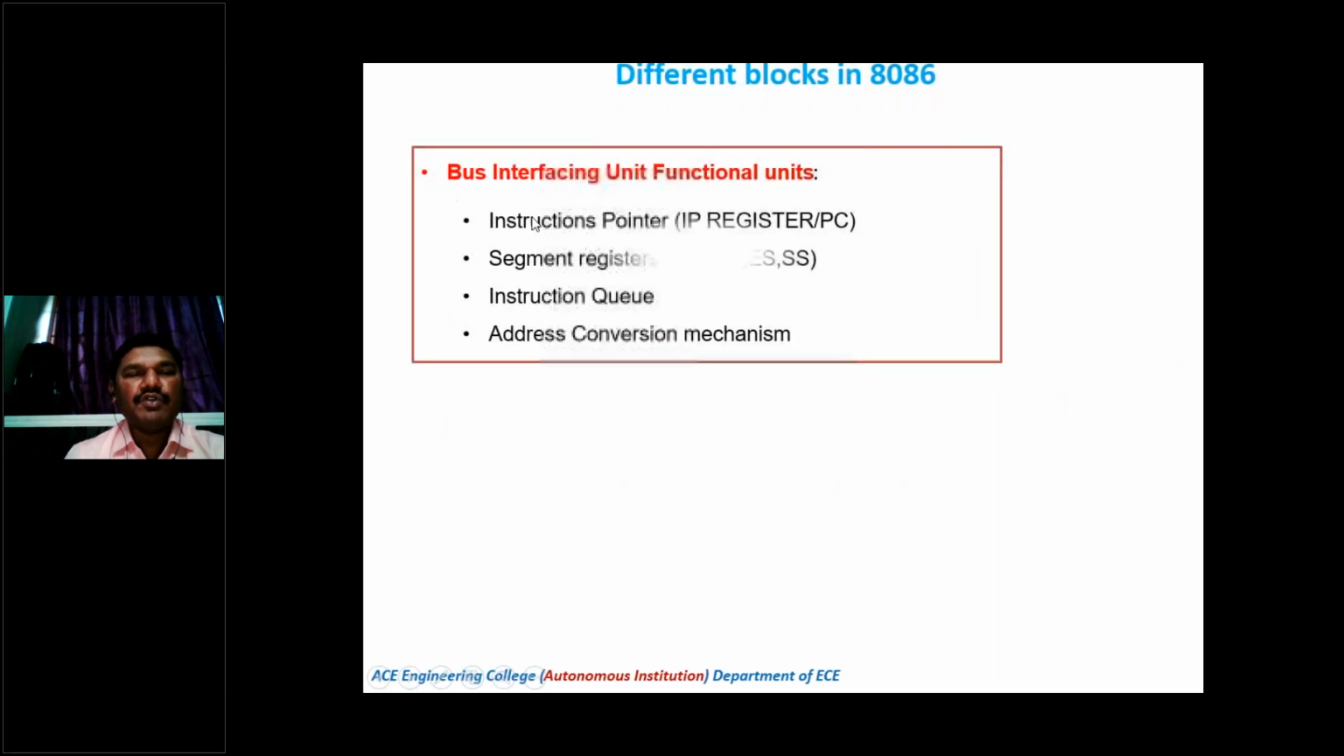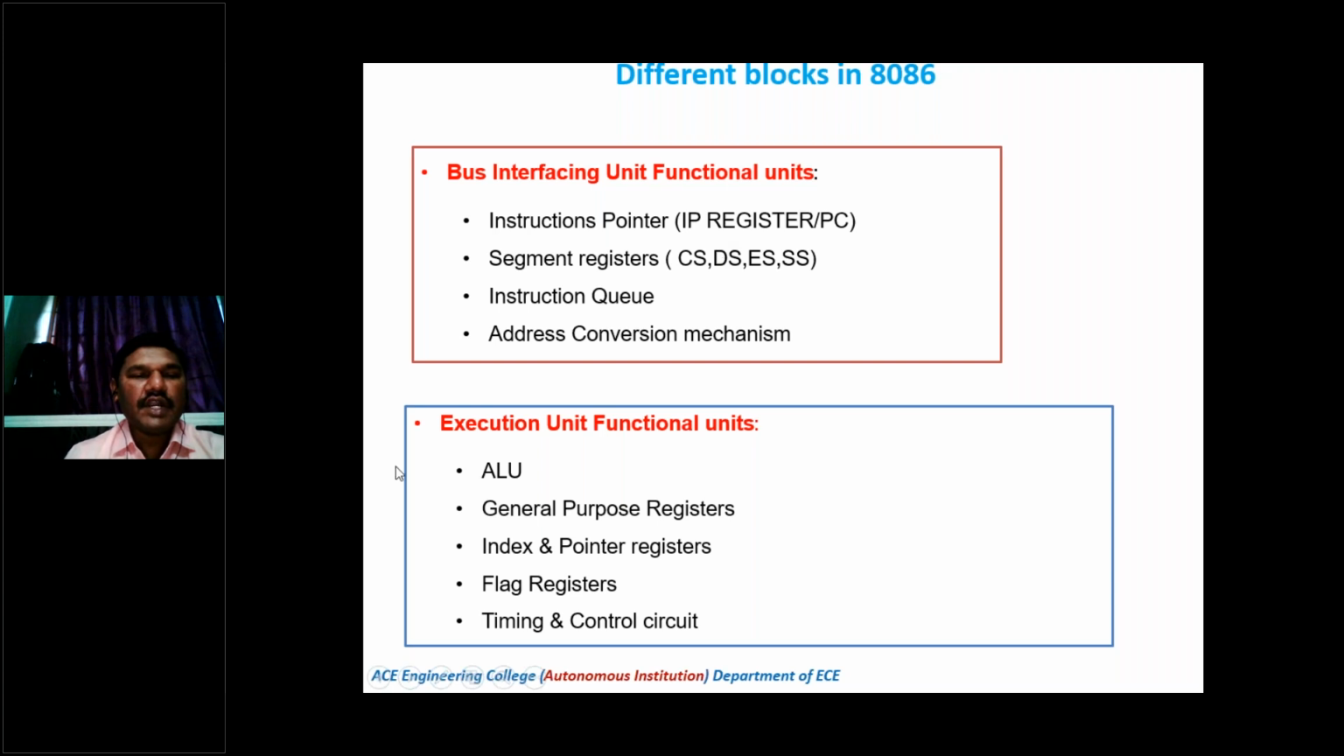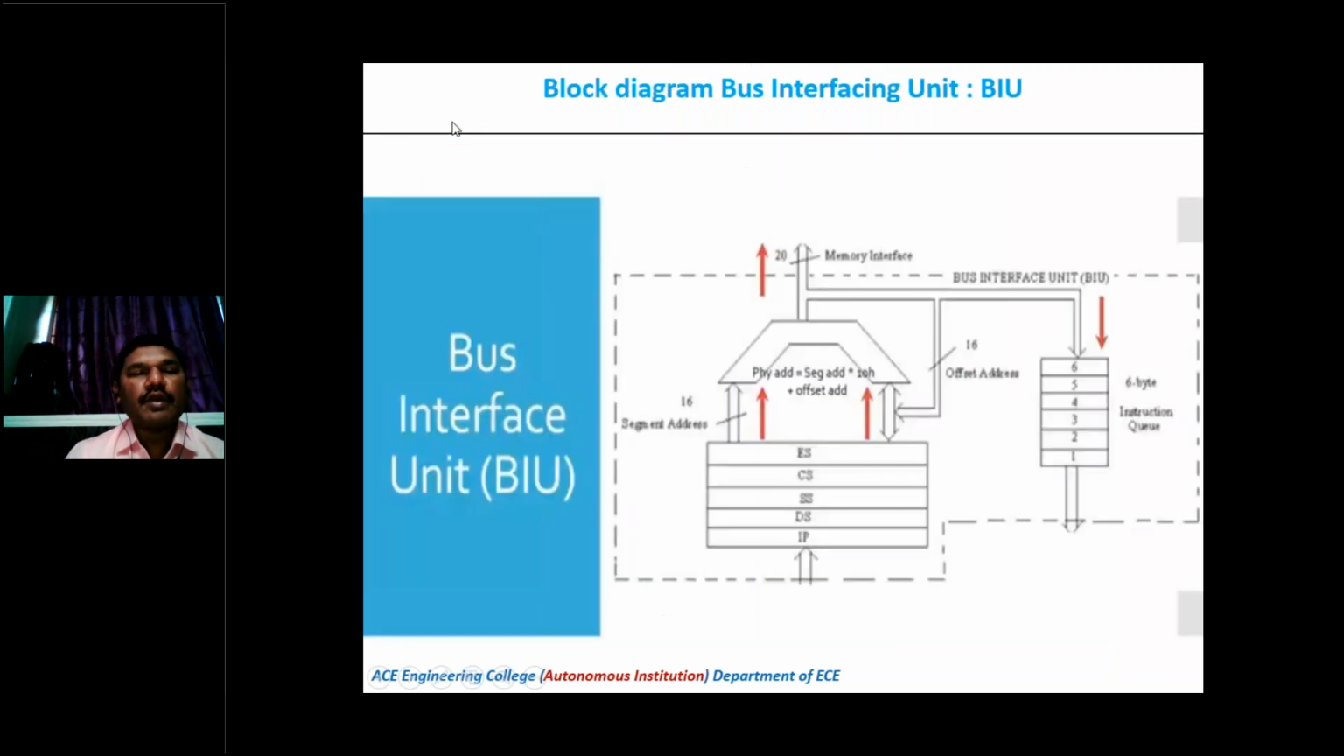These are the blocks on the 8086 bus interfacing unit: instruction pointer, segment registers, instruction queue, and address conversion mechanism. These are the four blocks on the bus interface unit, and these are the different blocks on the execution unit: ALU, general purpose registers, index and pointer registers, flag registers, timing and control unit. This is the 8086, and these are the blocks on the 8086.